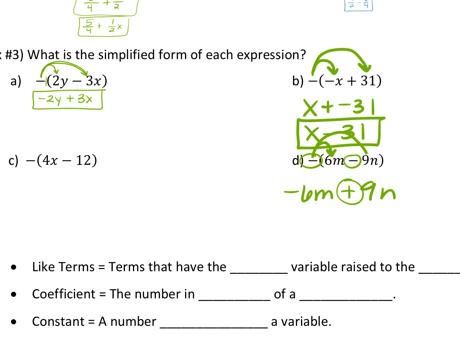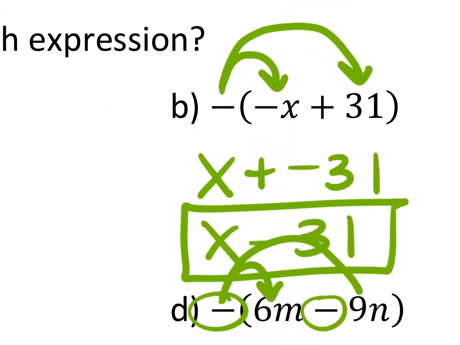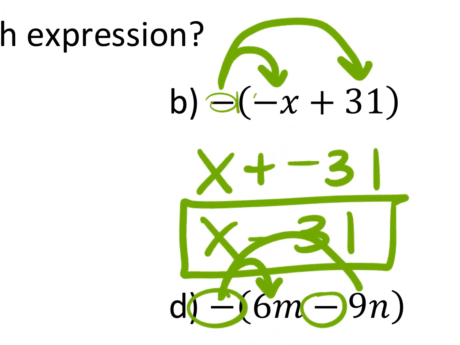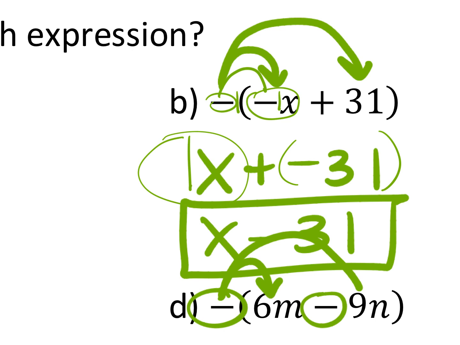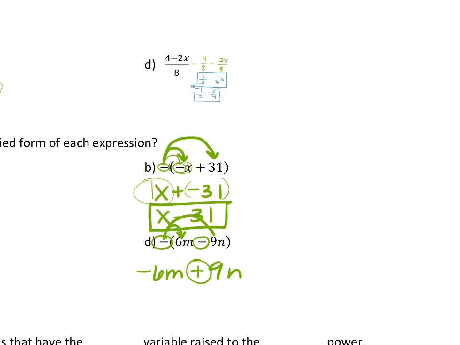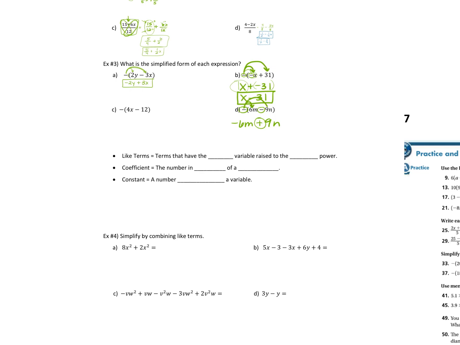For B, I put negative 1x plus negative 1. Okay, so this is a negative 1 times a negative 1x. So negative 1 times negative 1 is a positive 1. So if you wrote 1x plus a negative 31, I would give you that. But you can't leave this x a negative because you have a negative times a negative, which is positive. Does that make sense? Yeah. Okay. Any questions on that?